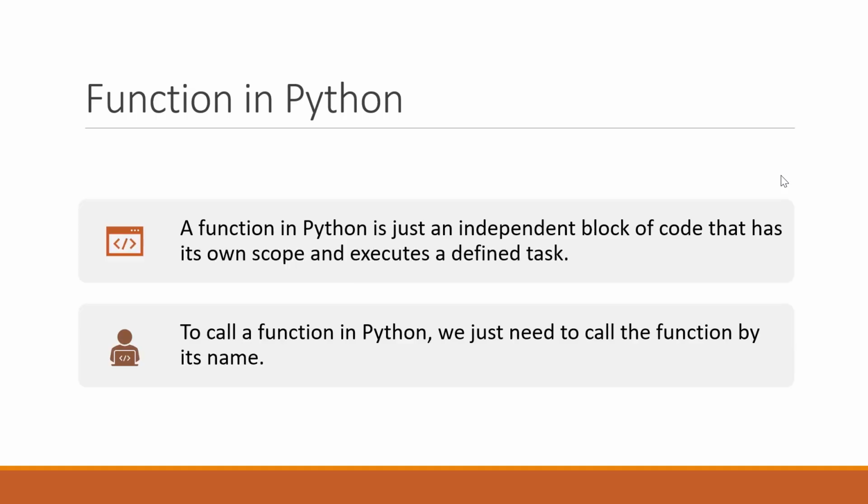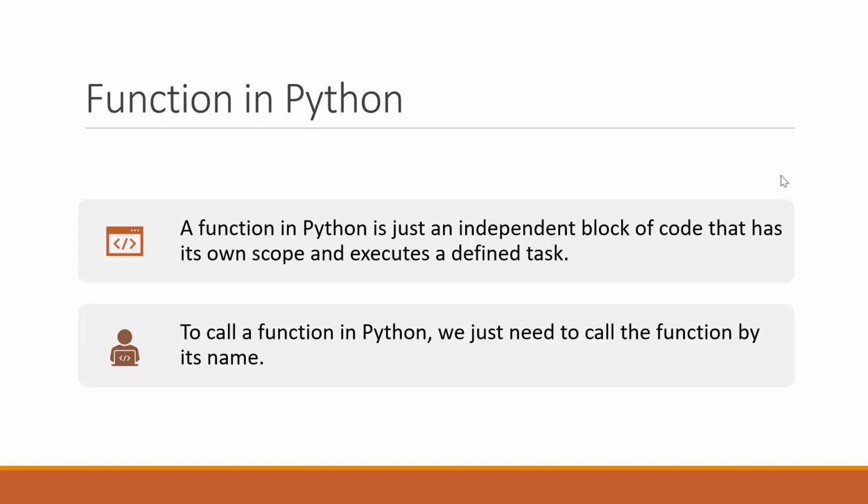Now both function and a method in Python are quite similar to one another. However, there are certain differences between them. So in this tutorial, we will try to cover the difference between both of these, and we will start off this topic with function. So basically a function in Python is just an independent block of code that has its own scope and executes a defined task.